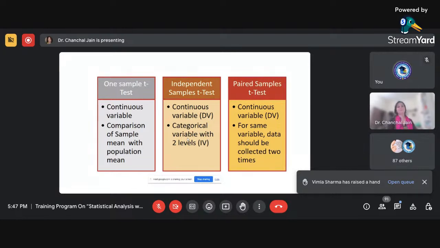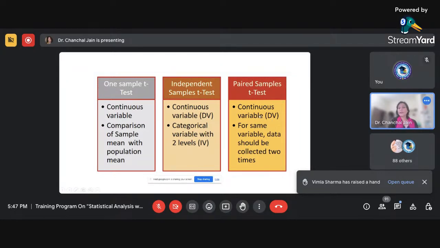Thank you, ma'am. So coming to the next point, now I'll discuss the second part of the two samples t-test, that is the paired samples t-test. So in case of paired samples t-test, we have only one variable. Usually we have one variable, and that variable should be a continuous variable, that is a numeric variable, which we will treat as a dependent variable.